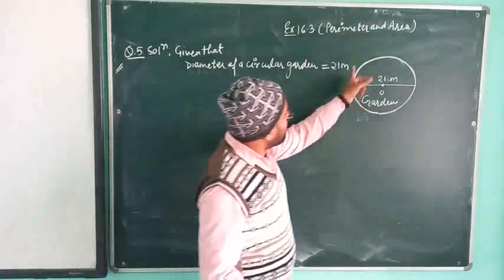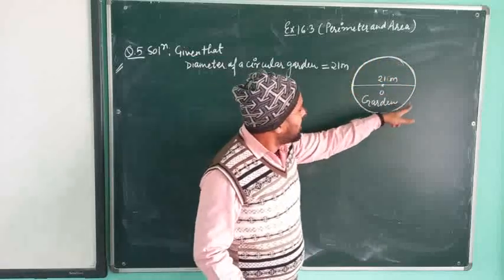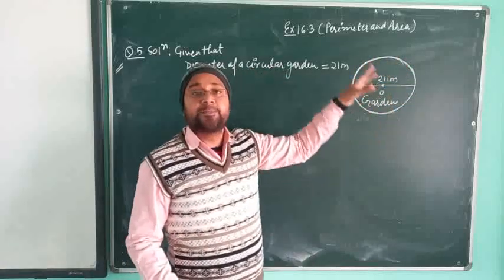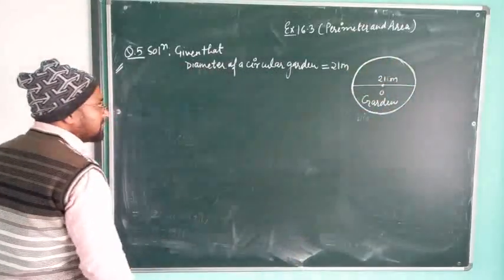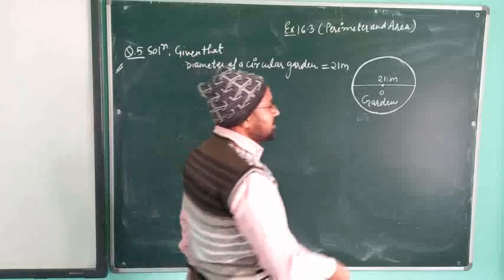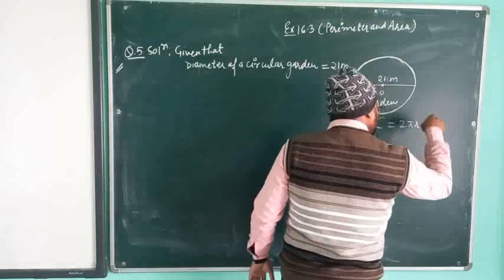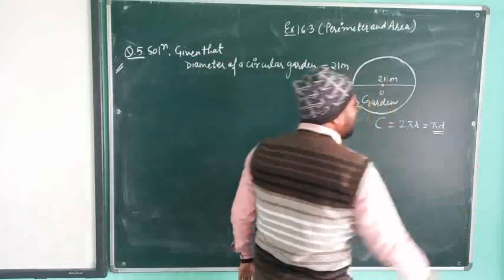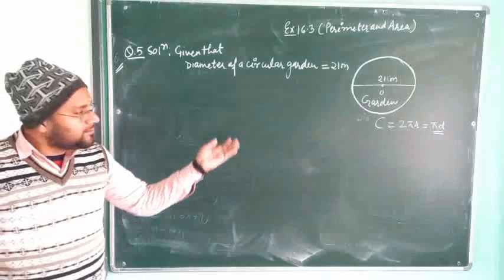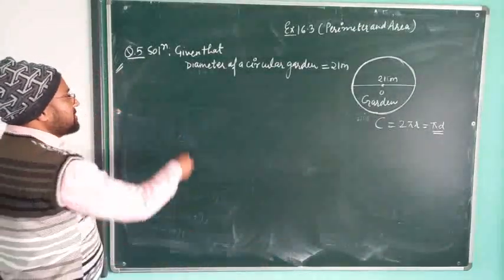If he wants to cover this circular region, it means we cover its circumference, its perimeter. Circumference means perimeter. So I want to find the circumference, and you know that the circumference is 2 pi r when the radius is given, and when the radius is not given, it is pi into d. So I am going to use this formula, pi multiplied by diameter, which is also the circumference.